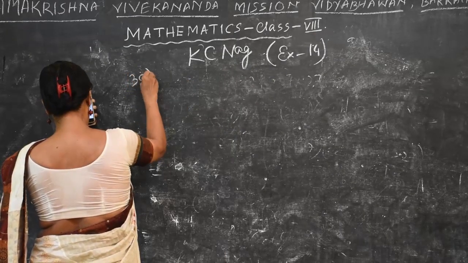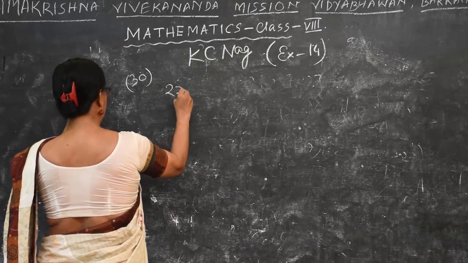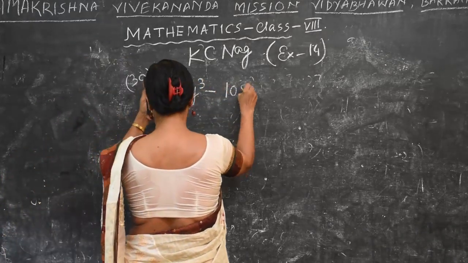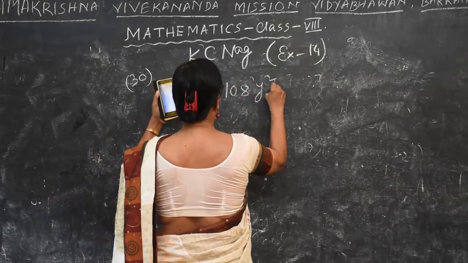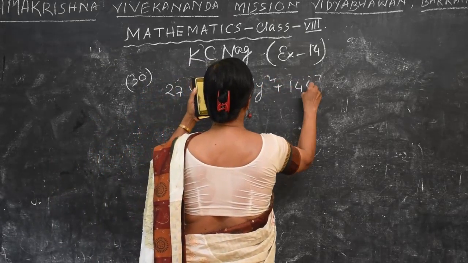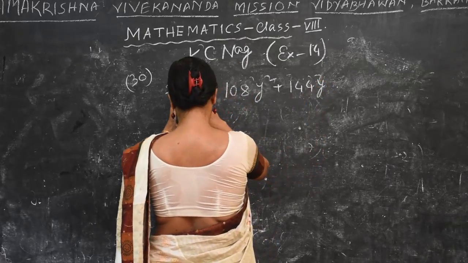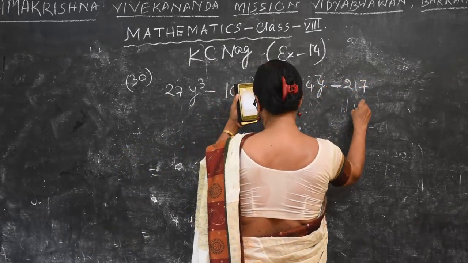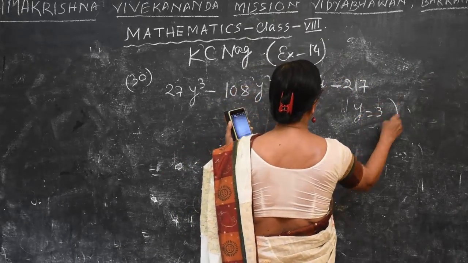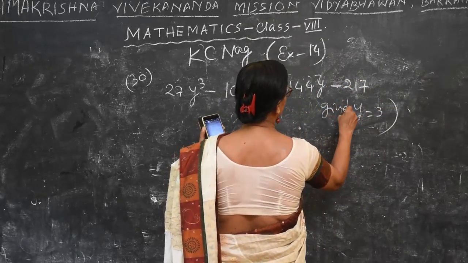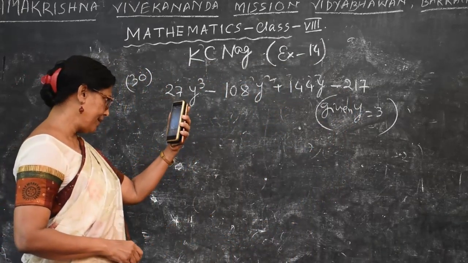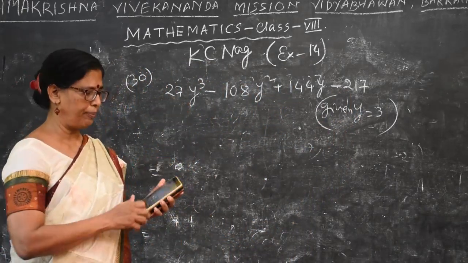It is the 30 number. 27y cube minus 108y square plus 144y minus 217 is given, y is equal to 3. Obviously, simplify it or find the value of it.